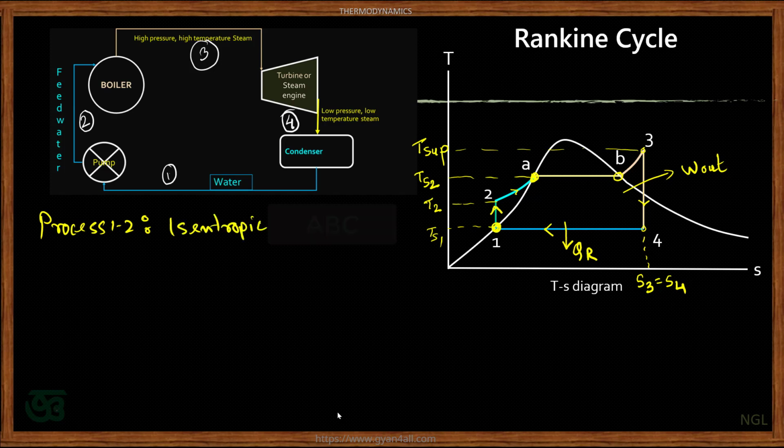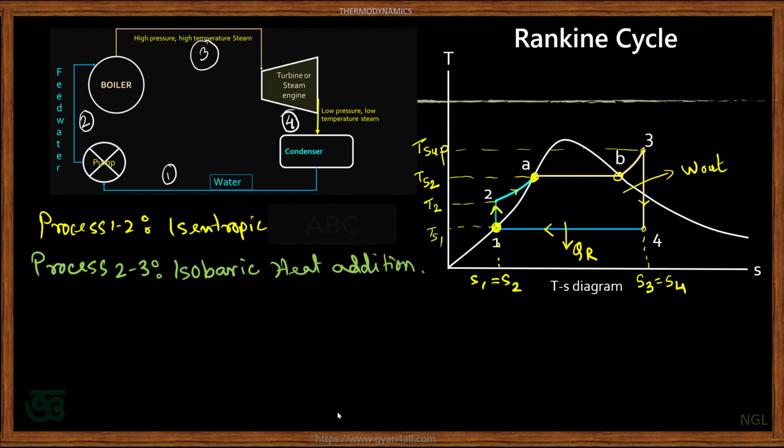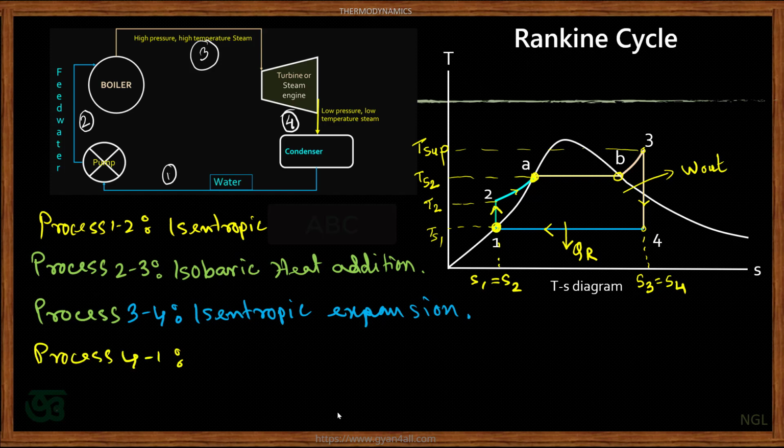That means the pressure increases due to the pumping, and S1 is equal to S2. This is also an isentropic process. Process 2-3 is constant pressure heat addition inside the boiler, so we'll call it isobaric heat addition. Now process 3-4 is the expansion process, which is isentropic expansion from high pressure P2 to low pressure P1. Process 4-1 is isobaric heat rejection.